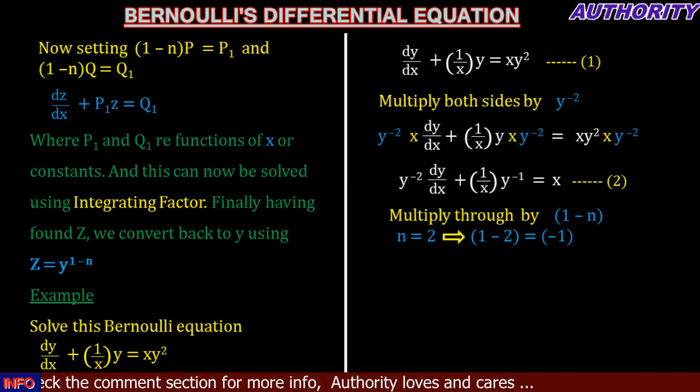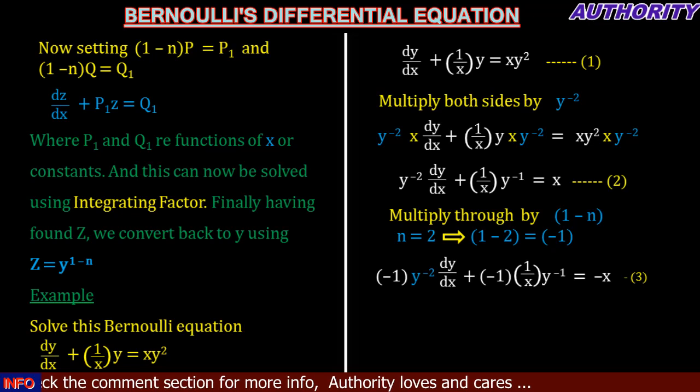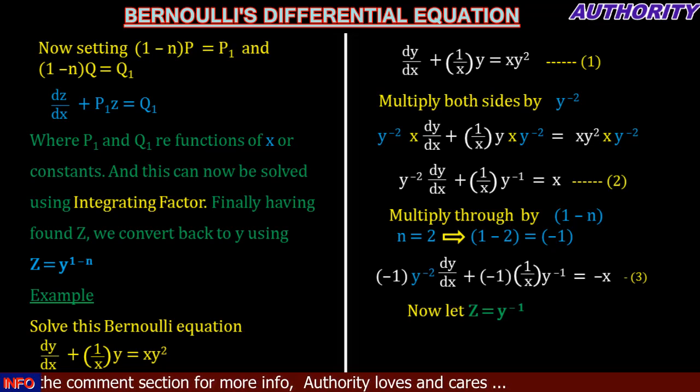When we do so, we're going to have minus 1 multiplied by y raised to power minus 2 dy/dx plus minus 1 multiplied by 1 over x in brackets y raised to power minus 1, equal to minus 1 times x, which gives us minus x. Let's call this equation 3. All right, good. From here now, this y raised to power minus 1 in the center, let's call it a letter z.